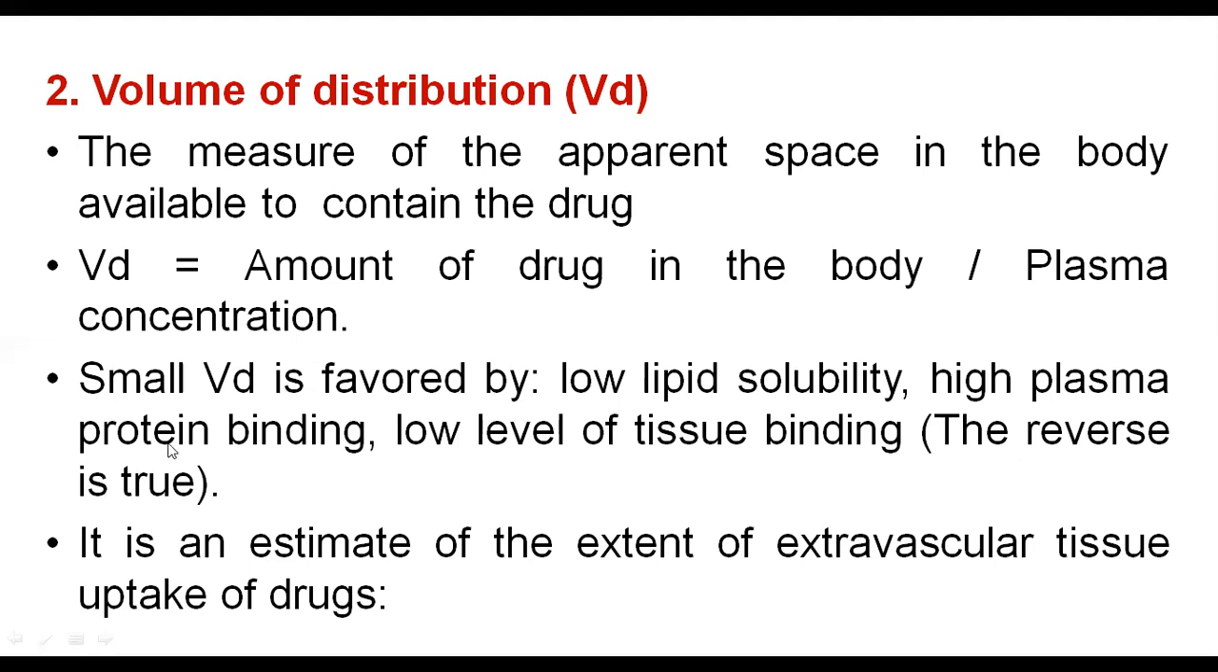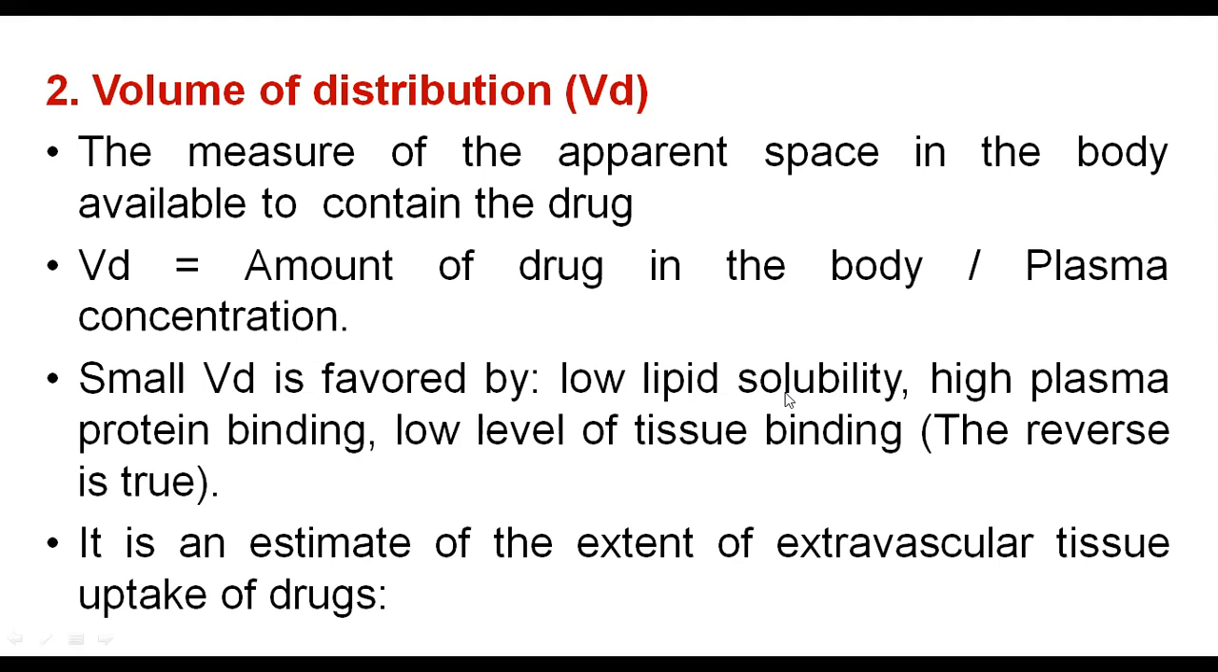What does this mean? If a drug has a small volume of distribution, it means that the amount of the drug in the extravascular compartment, compared to the amount in the intravascular compartment in the plasma, is actually low. What favors a drug to have a low volume of distribution? What will cause this drug to remain mostly in the plasma as opposed to exiting into the tissues? What are those factors? That is why we're saying low lipid solubility.